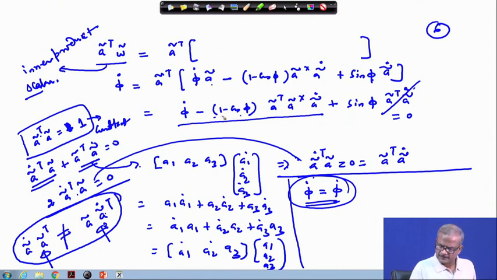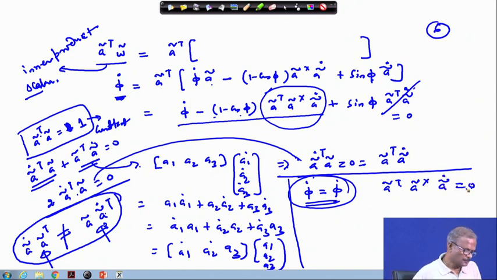Now, if we prove that this part is 0, then our job will be done and the left hand side will be equal to the right hand side. Otherwise, this will be an extra term and things will be in error. So, what it says is that the component of omega in the direction of A tilde, as we have discussed earlier, is nothing but this phi dot. And if you can prove this, your job is done. So, what needs to be proved is that A tilde transpose A tilde cross times A tilde dot is 0.